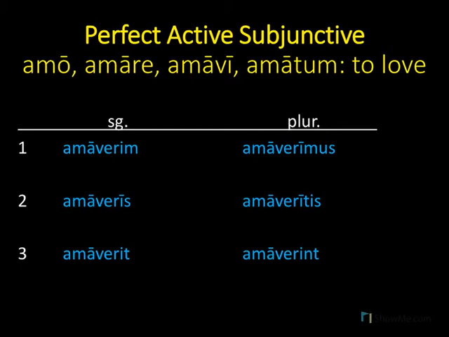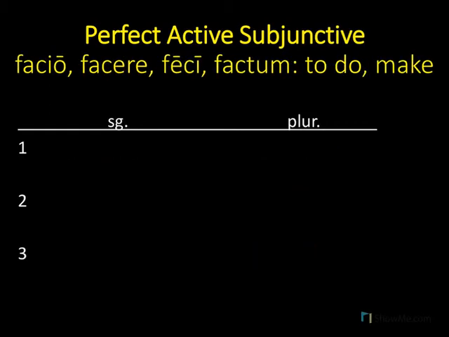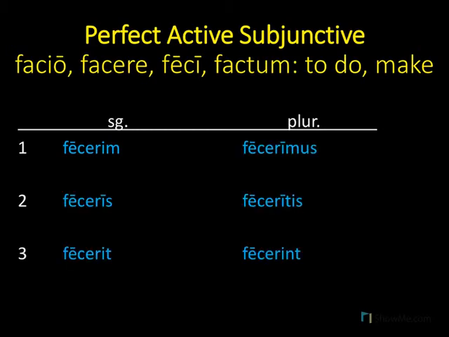This will be the same when we move to another verb. For example, facio, facere, feci, factum, to do or to make. So our first person singular will be fecerim. Again, we use the third principal part to get the perfect stem, fec. Then we use the letters ERI to indicate the perfect active subjunctive, and then we use a personal ending, M. And then apply the other personal endings. Fecerim, feceris, fecerit, fecerimus, feceritis, fecerint.